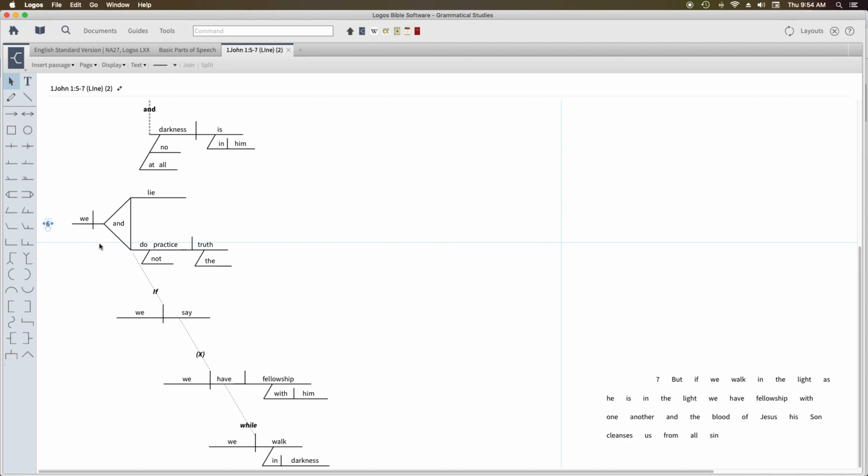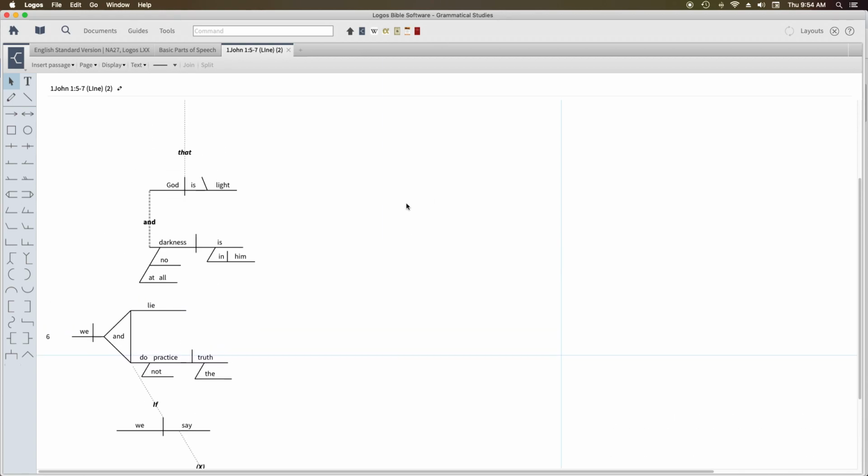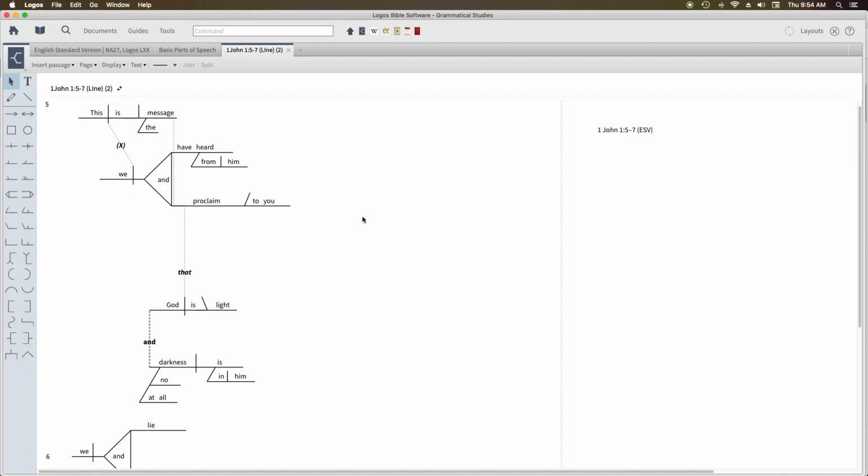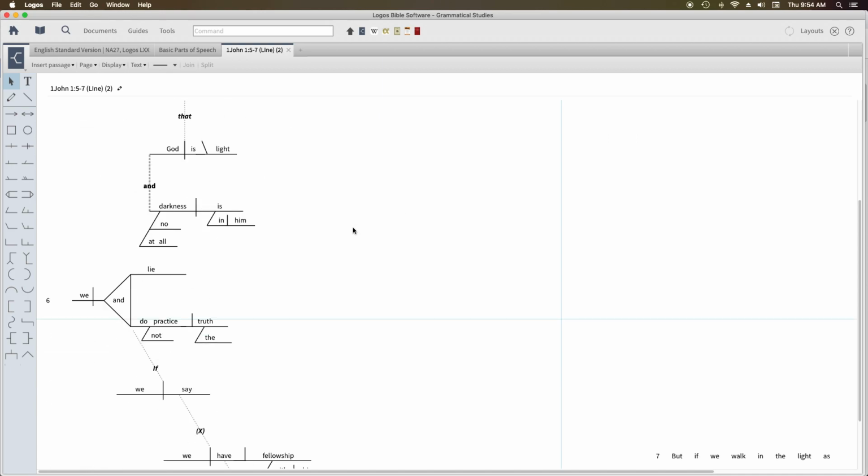So really the main idea of verse 6 is we lie and don't practice the truth. And we're liars and not practicing the truth if these things here, these clauses here, are true. We say we have fellowship with him while we walk in darkness, this one clause. So this is really kind of your main thought. And that's one thing that diagramming does, is it helps you get your main thoughts and the main message of that particular passage together.